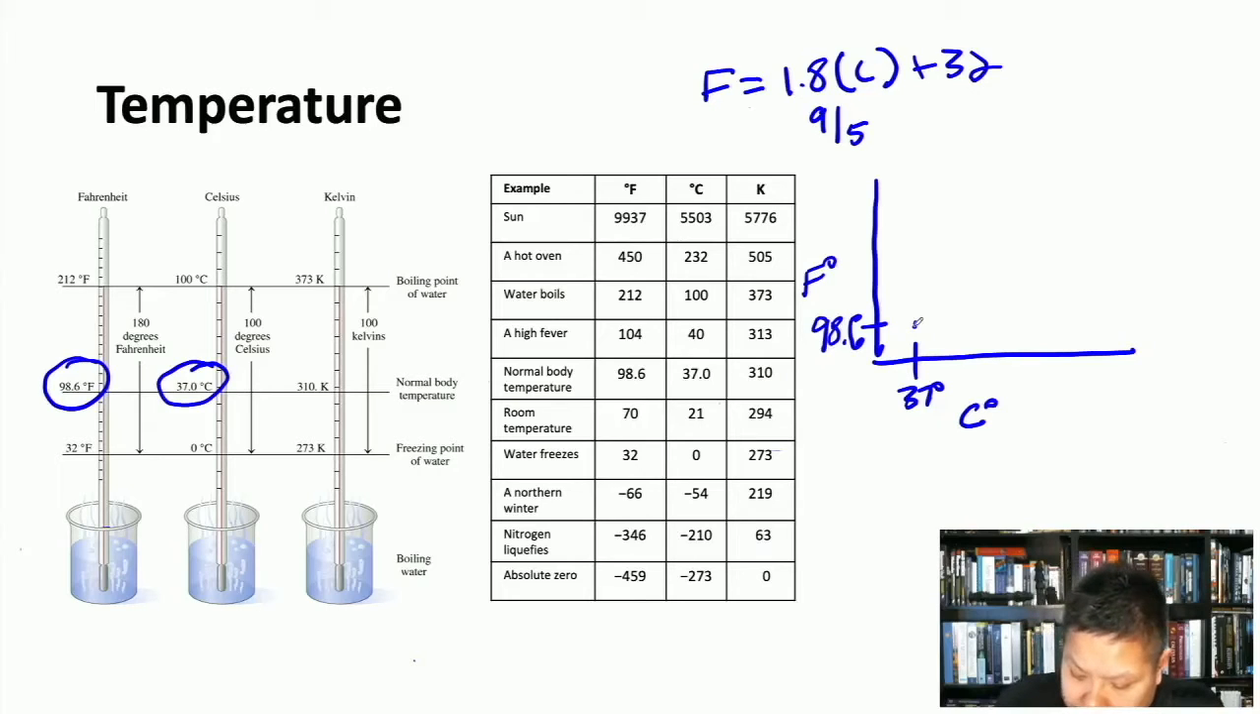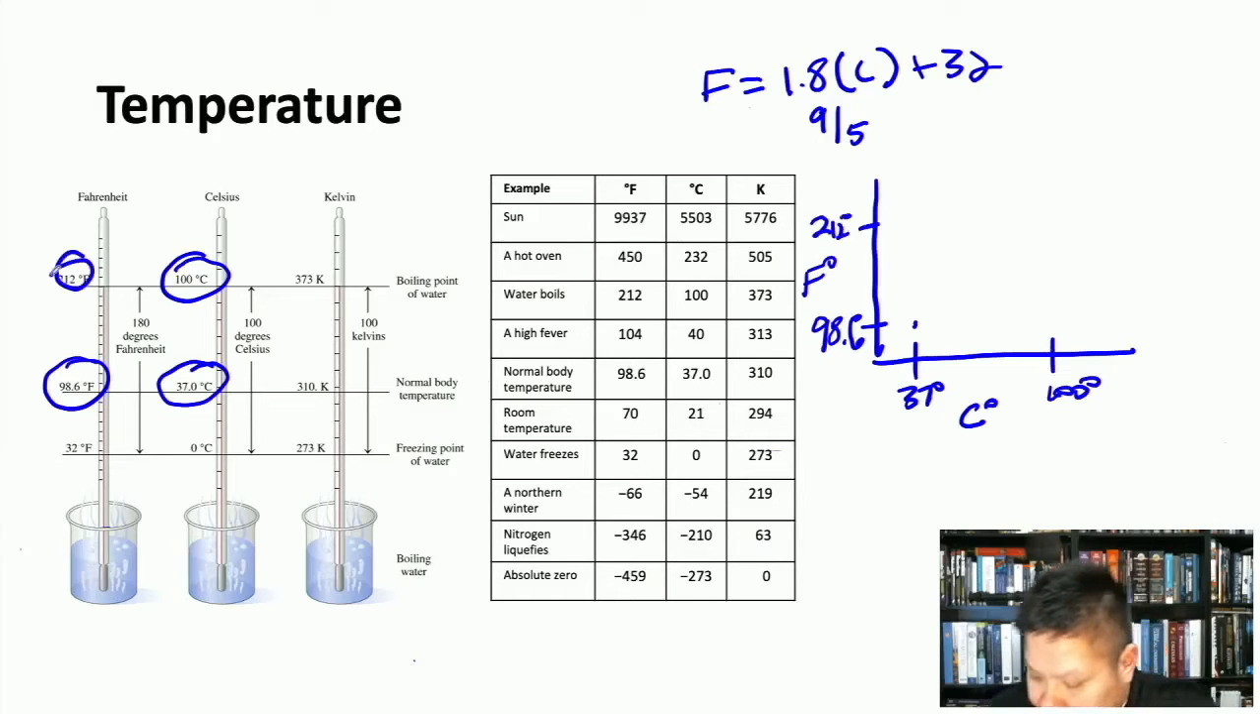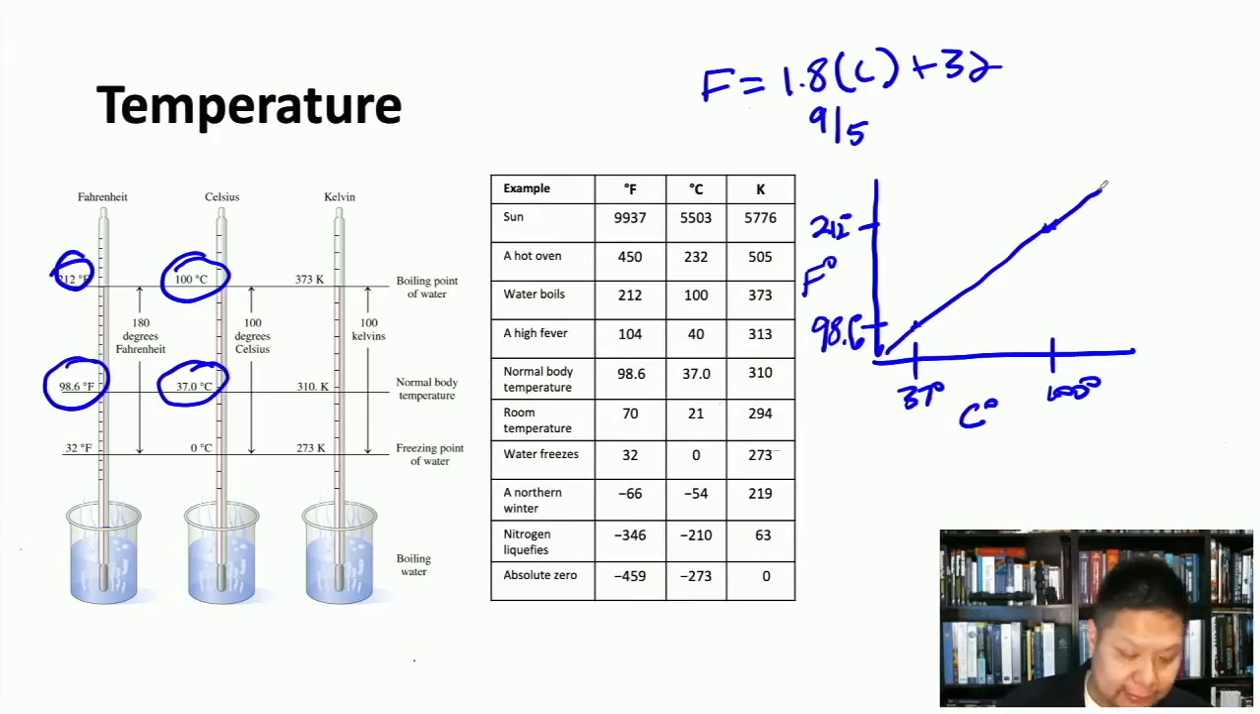But then I could go up here to the boiling point, which is 100 degrees Celsius, and up here is 212 degrees Fahrenheit. I can put another point, because those two are equivalent. Since those two are equivalent, I can draw a line in between, and every single point on this line is a Celsius to Fahrenheit conversion.